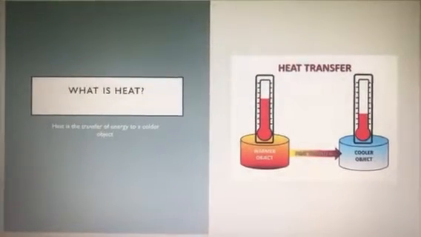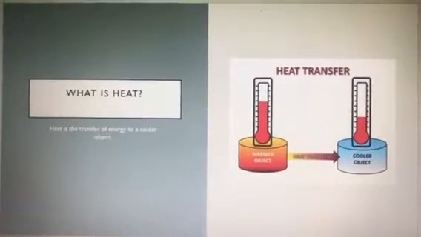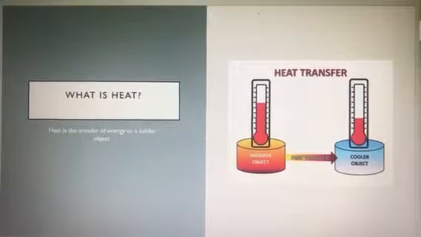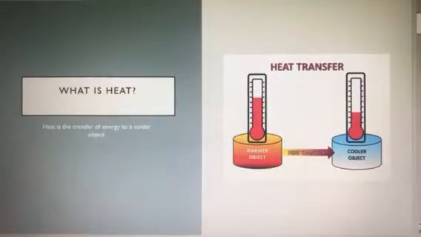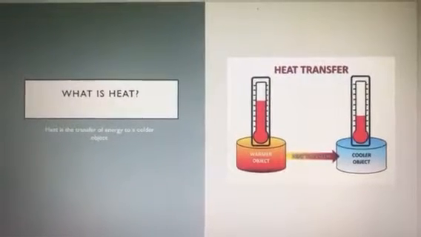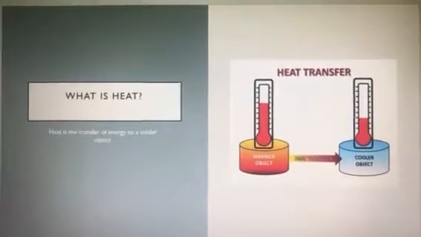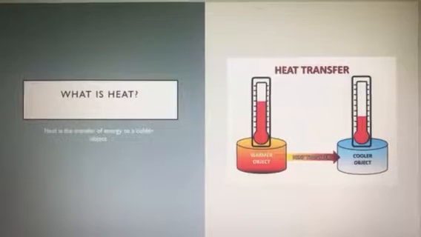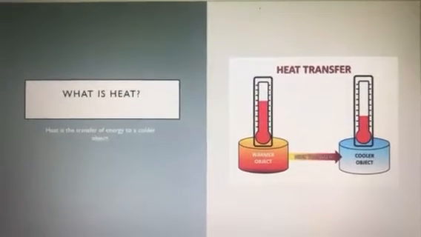First, what is heat? Heat is a transfer of energy to a colder object. The heat from a warmer object is transferred to a cooler object, and it creates a cycle.